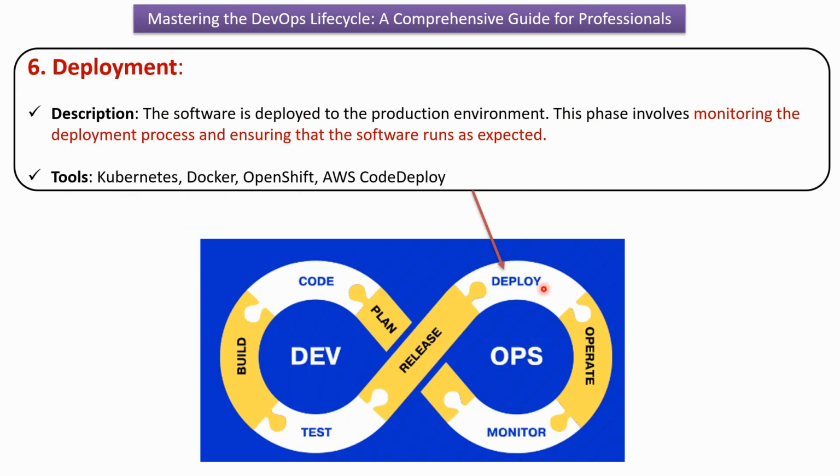Phase 6 is deployment. In this phase, software is deployed to the production environment. This phase involves monitoring the deployment process and ensuring that the software runs as expected. Tools used are Kubernetes, Docker, OpenShift, and AWS CodeDeploy.